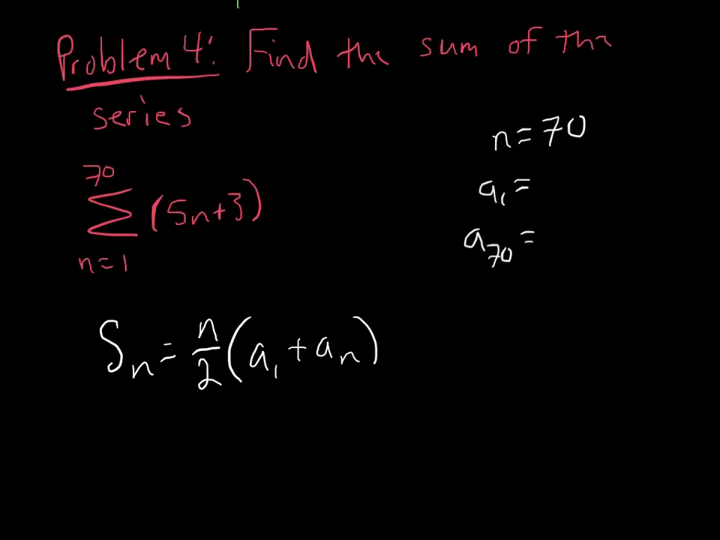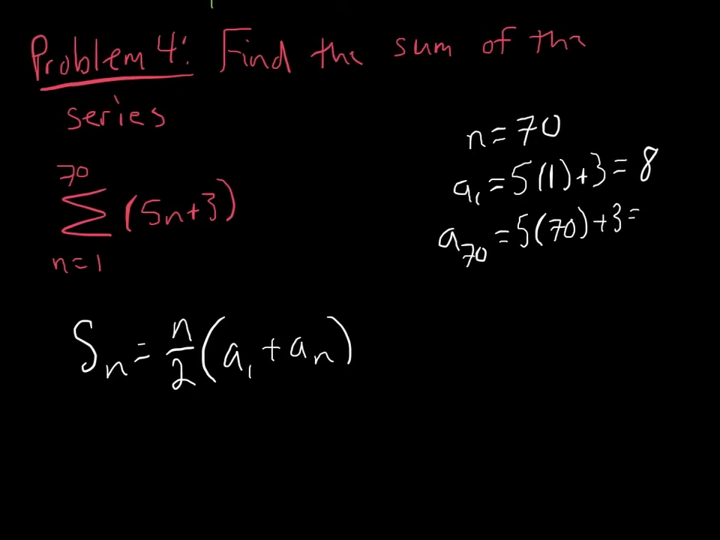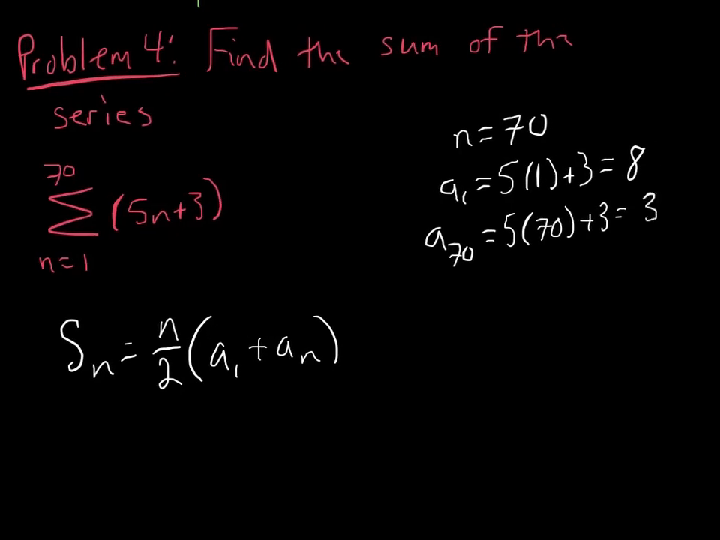Well, that's not too hard to do with the explicit formula. The first term, we're just going to plug in the lower limit, which is 1. So we have 5 times 1 plus 3, and we get out 8. To find the last term, we plug in the upper limit, 70, into the explicit formula. 5 times 70 is 350, plus 3, we get 353.